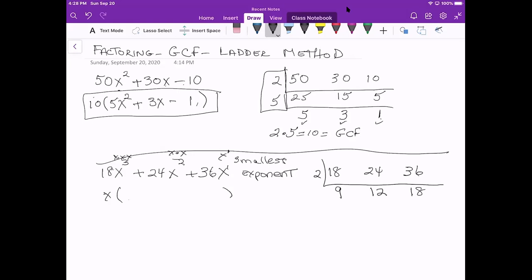All right, let's go up to my next number, 3. 3, 3. Yep, 3 goes into all of them. So here we go. Put the 3 out here. 3 into 9 is 3. 3 into 12 is 4. And 3 into 18 is 6. 3, 4, and 6. Well, these 2 are even. That's not. No, 3 goes into 6, but not into 4. That's it. We're done.